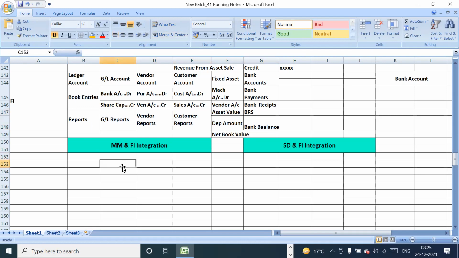Similarly, the procurement team wants to see the stock reports. If they want to see the stock reports, what do they need to do? First, they have to create the material-wise ledger accounts, material accounts. Similarly, they have to create the ledger account for materials. In other words, in simple words, the material code. Okay, they have to create the material code.